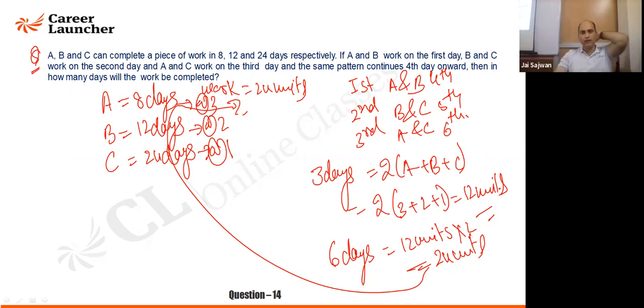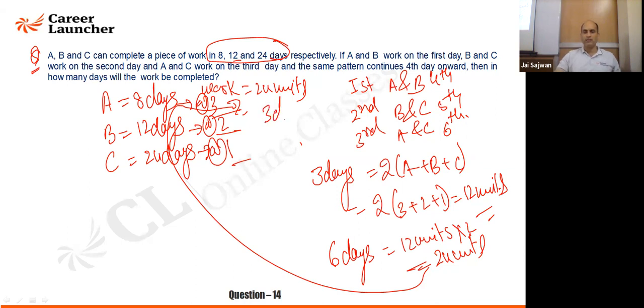Ankit, do you understand that A, B, C can take 8 days, 12 days, and 24 days to complete a work? I'll take work as a unit. I'll take a number which is a multiple of them, so I can take total work as 24 units. So A must be working at the rate of 3 units, B at the rate of 2 units, and C at the rate of 1 unit.